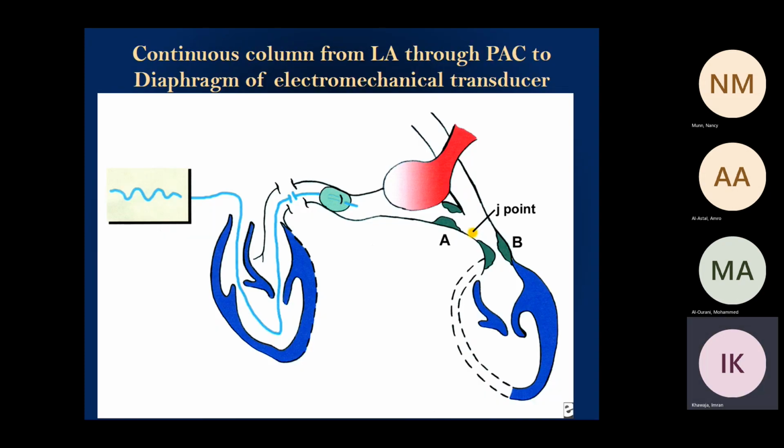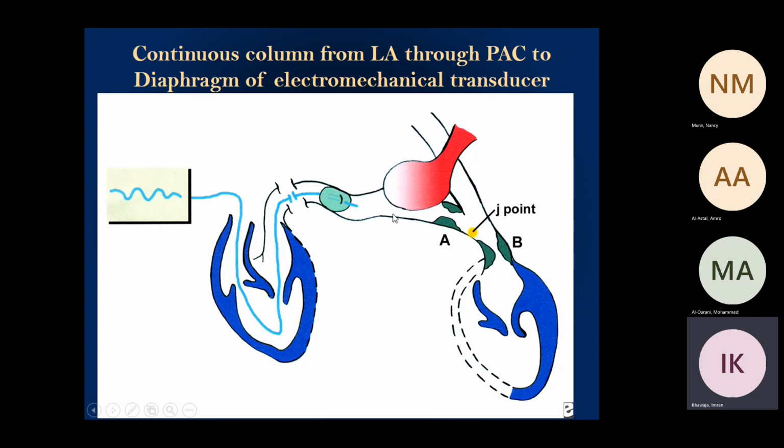Okay, but that's the concept again. This is your balloon here. That's the left atrium. We call this the J point. This is a continuous column of blood. And once the balloon is inflated, your wedge will reflect the left atrial pressure. That's with a lot of assumptions.